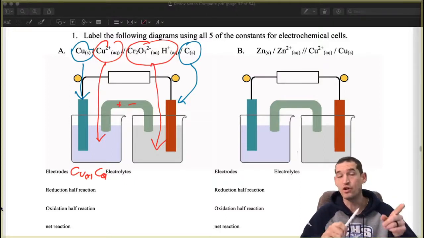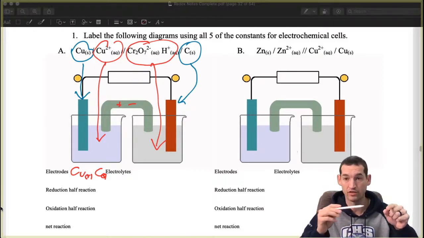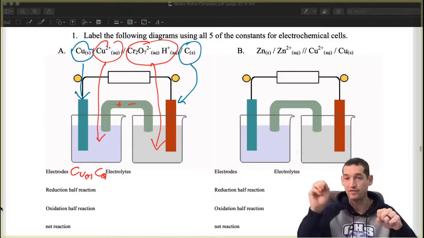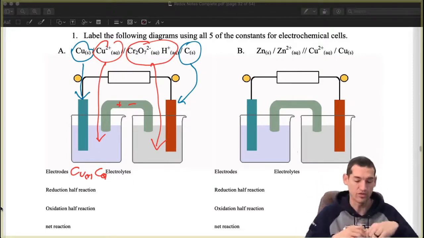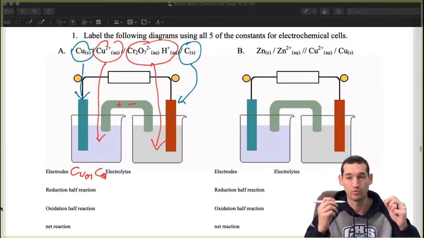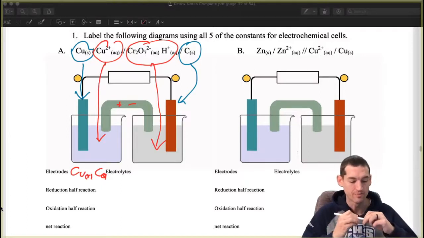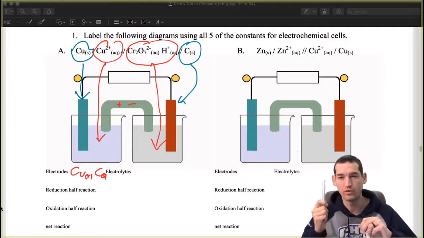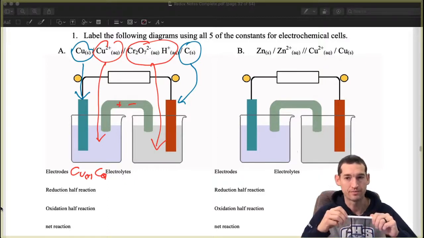From this point on, now that you know how to do the voltage, you should also be including the voltage. So when you do your reduction half, put that voltage. When you do your oxidation half, put that voltage. When you combine them to give the net reaction, you should also put the net voltage. Okay, so make sure you're filling those out. You should also follow the same kind of guidelines that we did for our other diagrams.